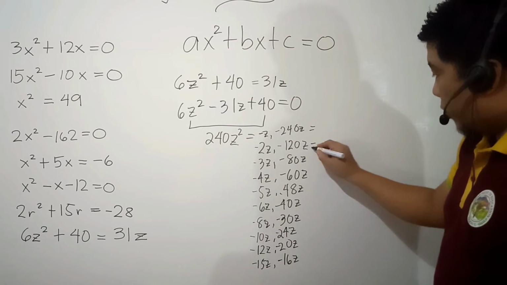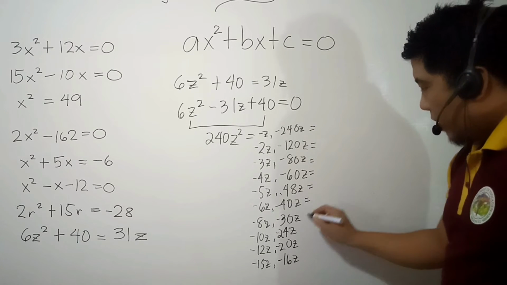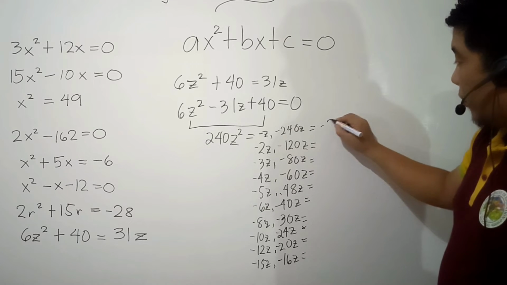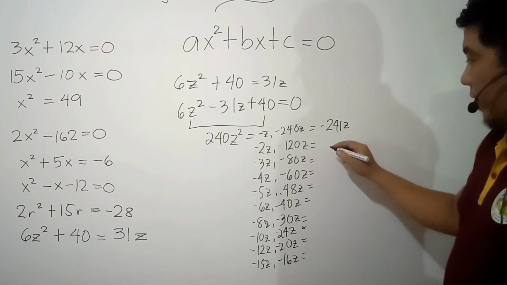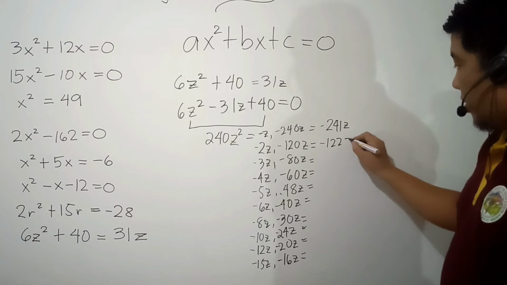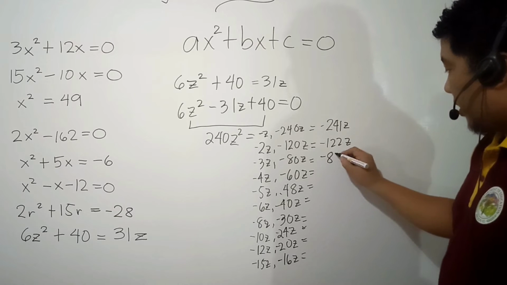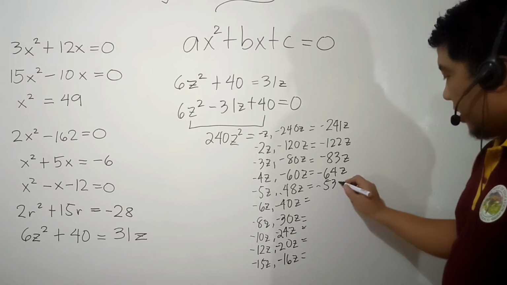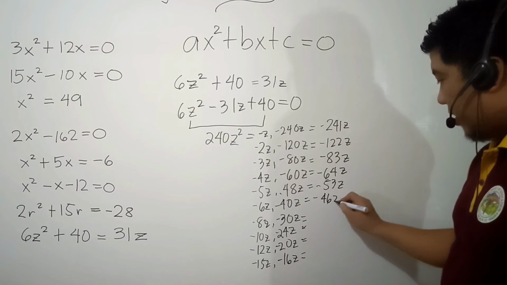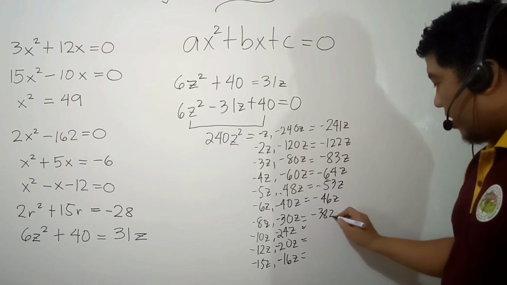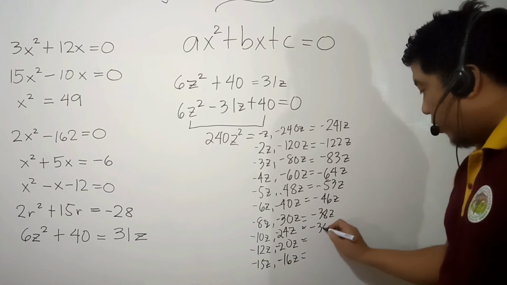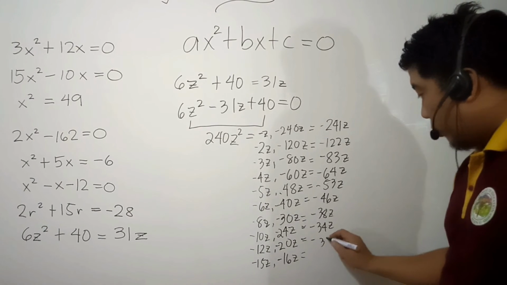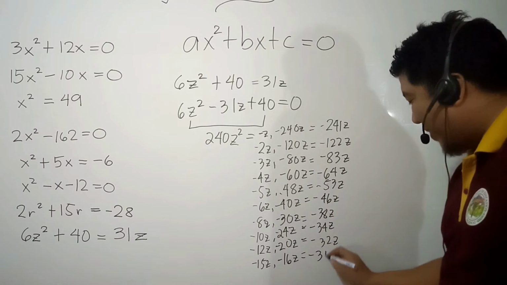So what we'll do now is we add each pair. By adding, we have here negative 241z. We have here negative 122z. We have here negative 83z. We have here negative 64z. We have here negative 53z. We have negative 46z. We have negative 38z. We have negative 34z. We have negative 32z. And finally, we have negative 31z.